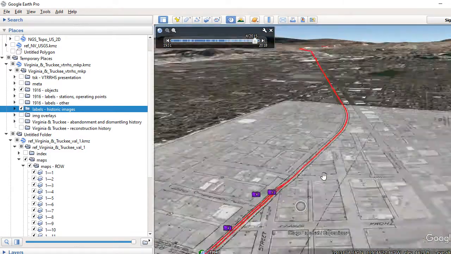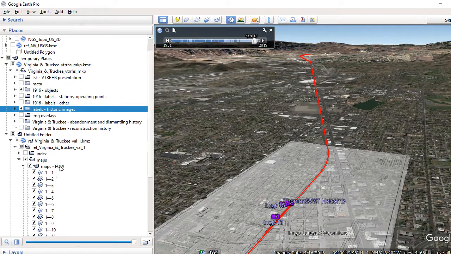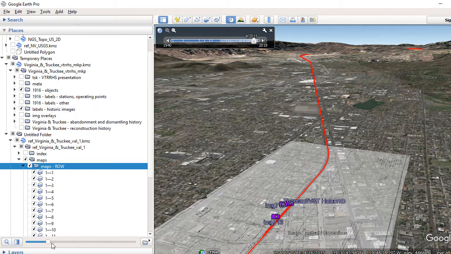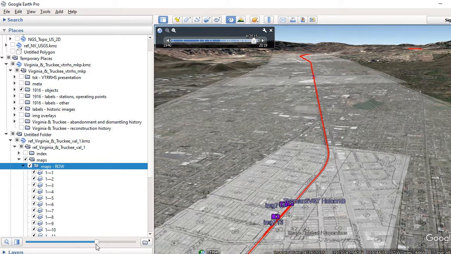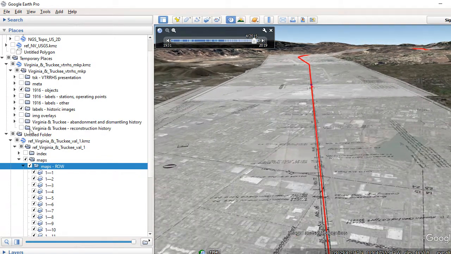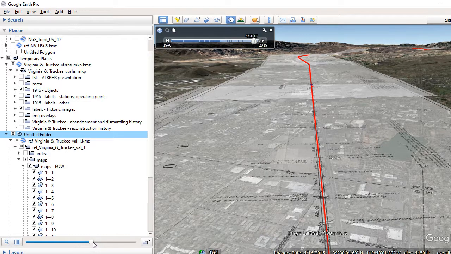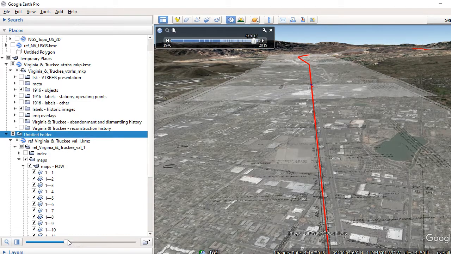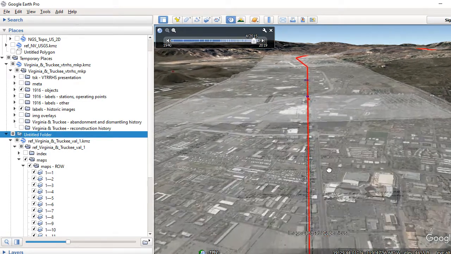Okay, and let's turn back on the main right-of-way and track maps. I'm going to knock the opacity control back a little bit, and we're going to head south.